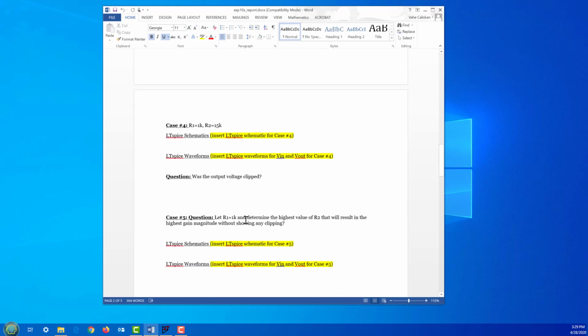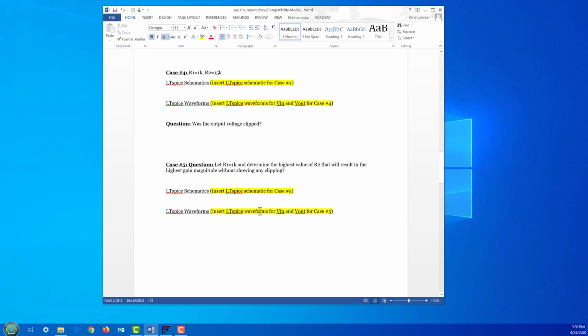Determine the highest value of R2 that will result in the highest gain magnitude without getting clipping, right? Because as you increase R2, what you'll see is at some point you get clipping. So the question is, which value of R2 will result in no clipping, but as high as possible an output voltage magnitude? It'll be some number in the range of numbers that we found. I'll let you figure that one out.